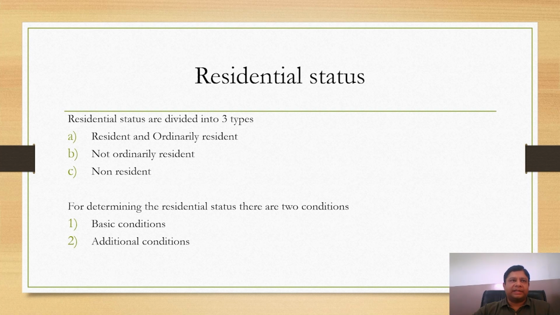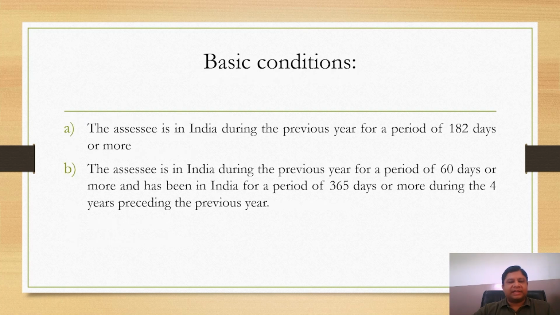Rules for determining the residential status. There are two basic conditions and two additional conditions. The basic conditions are: the assessee is in India during the previous year for a period of 182 days or more; or the assessee is in India during the previous year for a period of 60 days or more and has been in India for a period of 365 days or more during the 4 years preceding the previous year.